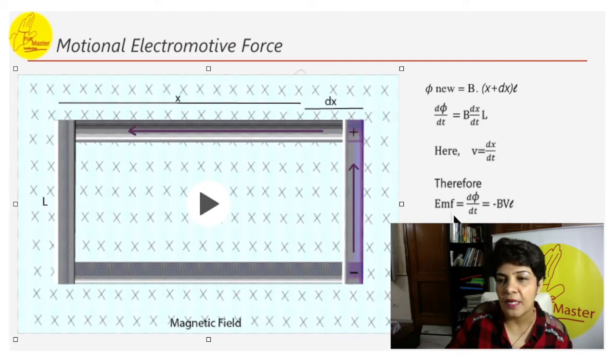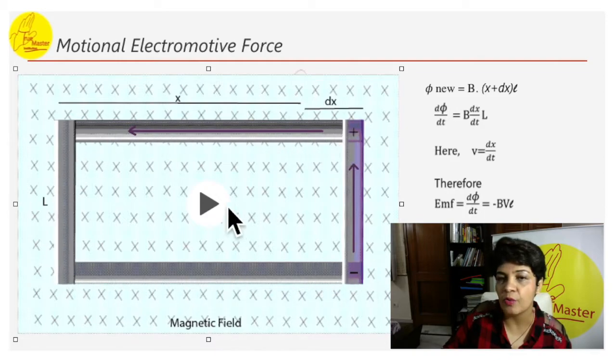Therefore, it can be written as EMF is equal to d phi by dt equals minus BVL. So V here is velocity. And why is it minus? The minus shows resistance to the change in flux. Also, please note the direction of the current flow: in the outer part, it's positive to negative. In the inward part, it will be from negative to positive. In this conductor, it will be negative to positive, and from this end, it will be positive to negative.